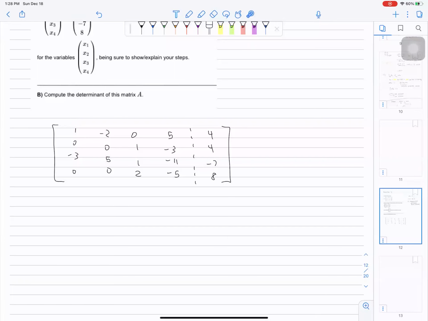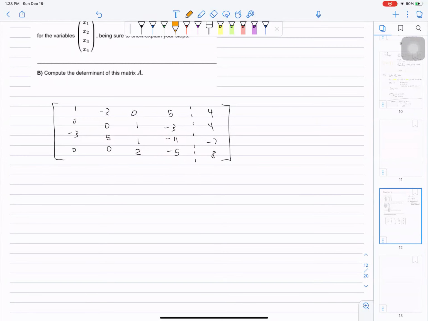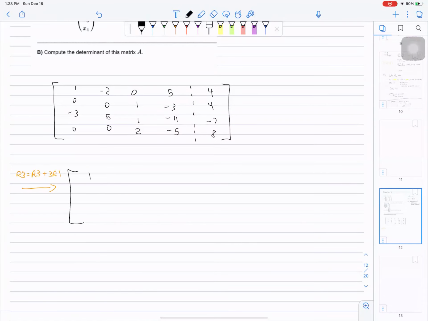Next, I don't want this -3 here, because eventually I want an upper triangular matrix. So let me get rid of that 3. How am I going to get rid of it? R3 is row 3. What if I add 3 of row 1? I'm doing a combination. My first row stays the same, the second row stays the same, and the last row is still the same. But -3 plus 3 times 1 is 0, 5 minus 6 is -1, 1 minus 0 is 1, and then -3 plus 15 is 4. And over here I have 5.